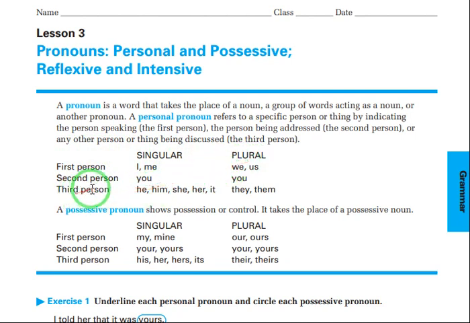So when I say first person, I use I or me. Second person, of course, it's you. Third person: he, she, it, or them, or they, or whatever.